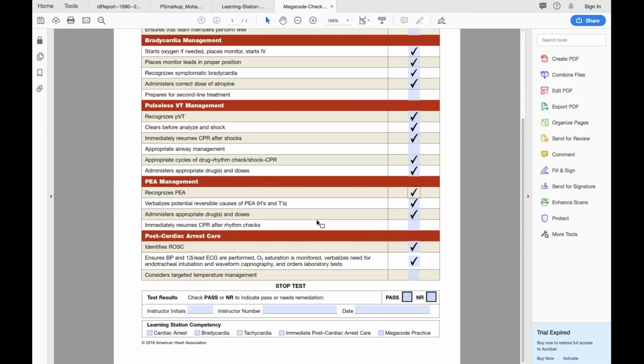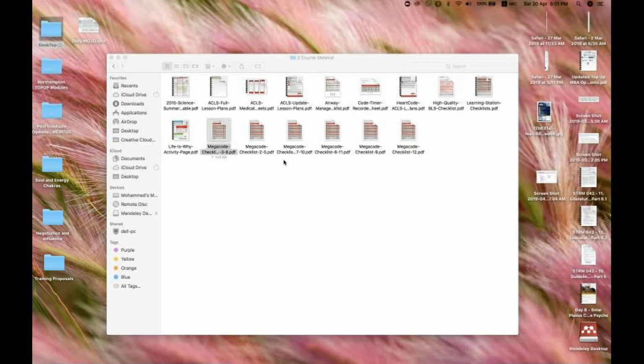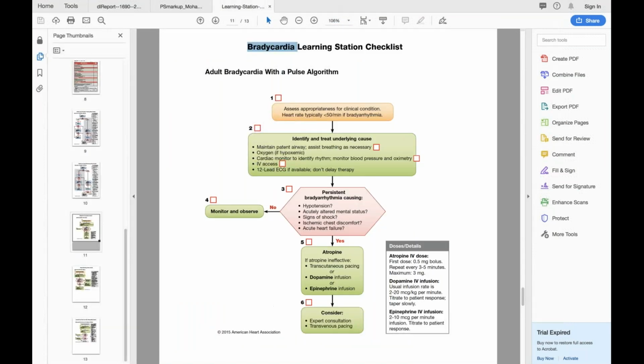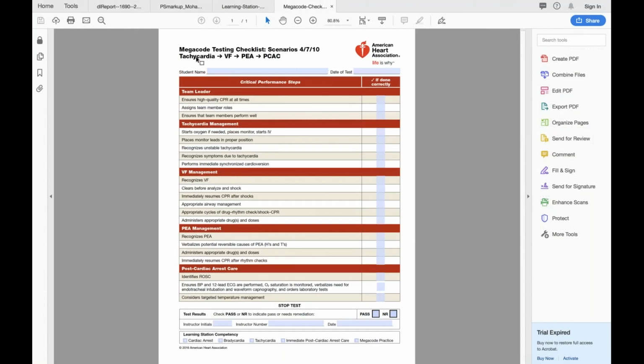Okay, let's have another scenario. Don't save it. Let's see, what is this? This is bradycardia, VF, asystole, ROSC. Then probably this one is tachycardia, VF, PEA, and ROSC. Like that, it will go.